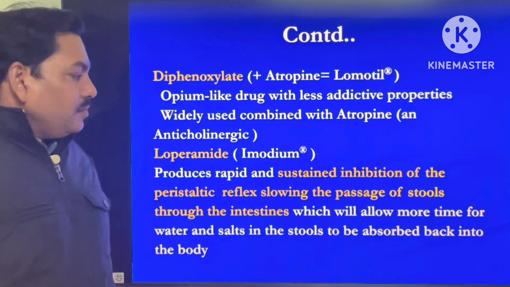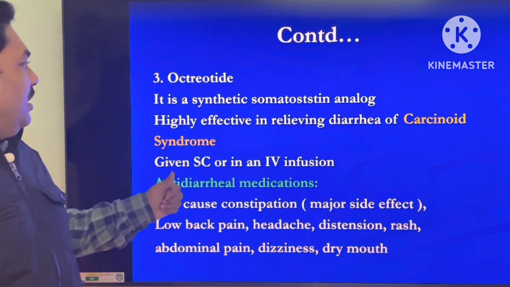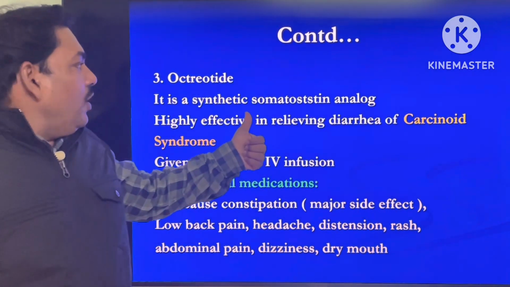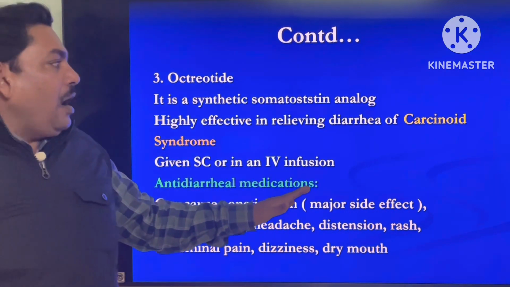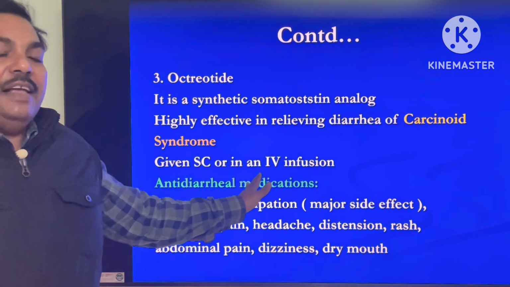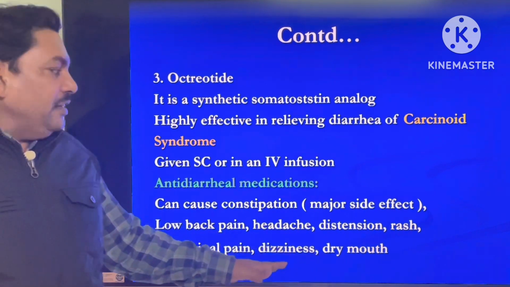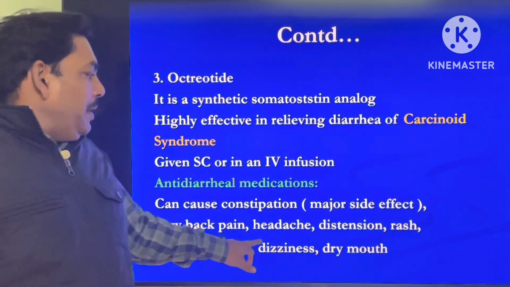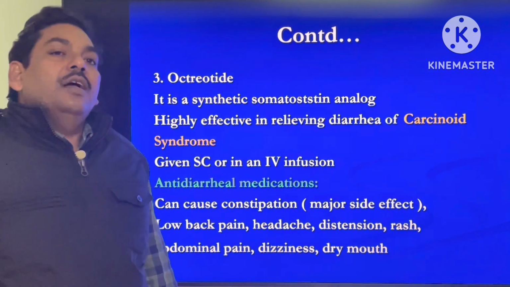Next, octreotide is a drug synthesized as an analogue of somatostatin and is highly effective in diarrhea of carcinoid syndrome. It's given by subcutaneous or IV routes, but its major side effects are constipation, low back pain, headache, dry mouth, dizziness, and abdominal pain.